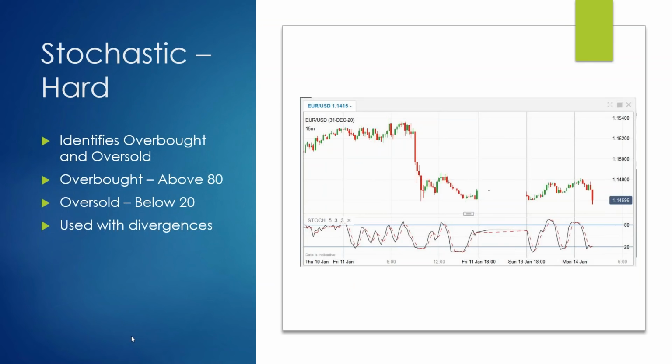Now, the stochastics. Just like the RSI, the stochastics can be very hard or very easy depending on how you use it, okay? At the most basic, the stochastics is going to identify your overbought and oversold levels. Overbought would be above 80, oversold would be below 20. That is pretty simple. I typically do not just trade overbought and oversold. I like to combine it with other techniques like the divergences, okay?